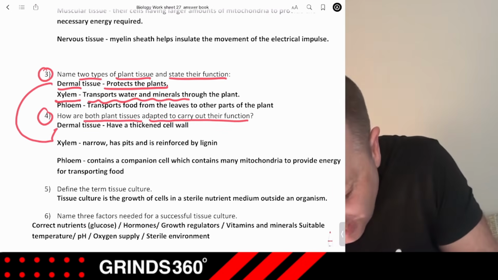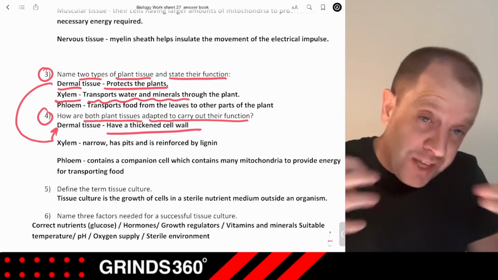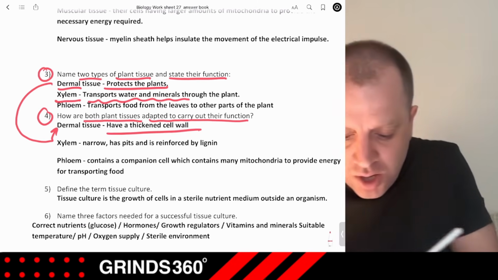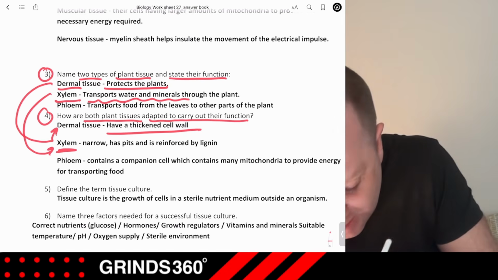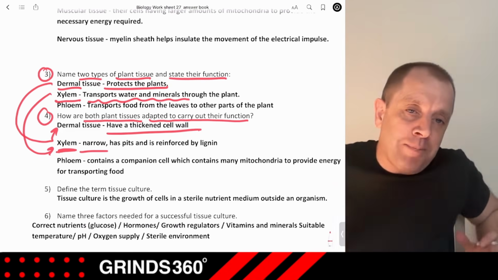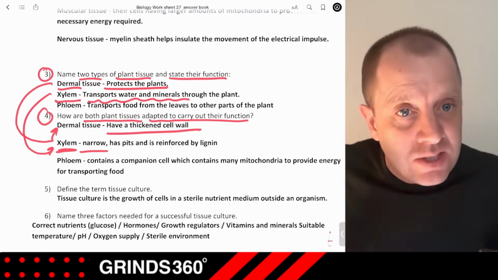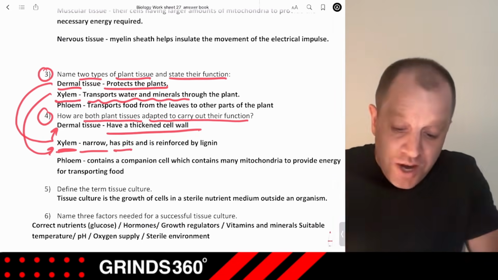So how is dermal tissue adapted? It has thickened cell walls to help with protection. Xylem, on the other hand, is narrow, and that helps the water move up through the xylem because it's moving up against gravity. Or it has pits. So they're the ones you have to go for.